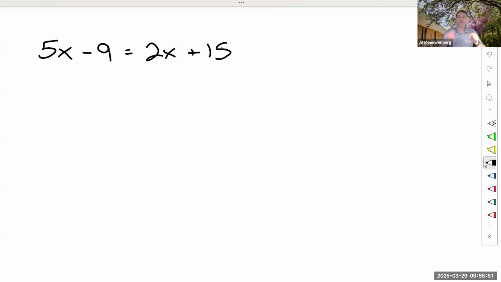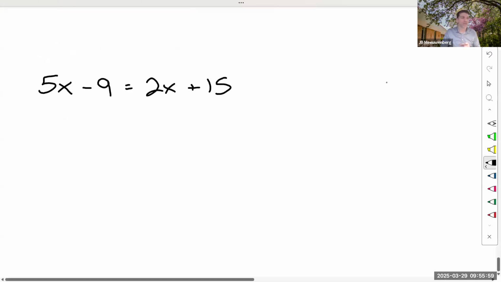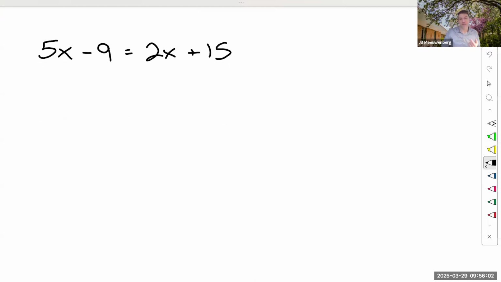And then also see if you can indicate with every single step that you do, what property or process did you use along the way? So take a moment, again, see if you can do that process.